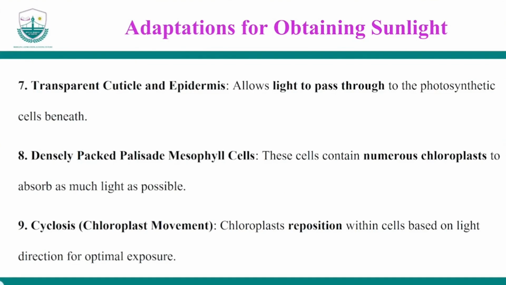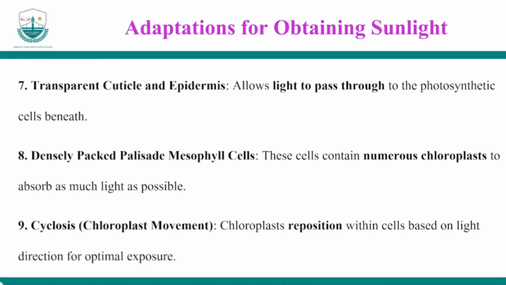And then the cells of the palisade mesophyll layer are actually closely packed. That means you have very many chloroplasts in there. Remember, the palisade cells contain chloroplasts, and that means that if you have many of these palisade cells, you have numerous chloroplasts in there.